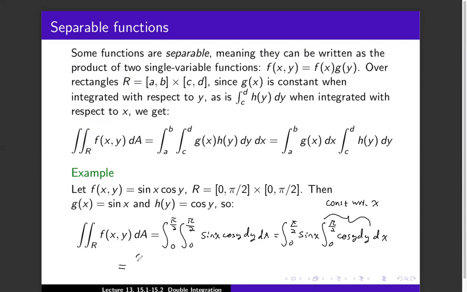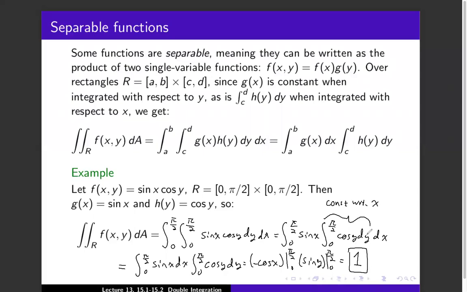So that can then become integral 0 to pi over 2 sine x dx, times integral 0 to pi over 2 cosine y dy. So ultimately what we end up getting is negative cosine x from 0 to pi over 2, times sine of y integrated from 0 to pi over 2, which comes out to, well, cosine of pi over 2 is 0, cosine of 0 is 1, so it's 0 minus negative 1, times sine of pi over 2, which is 1. So the answer is just 1. So that's one way that you can make our lives a little bit easier doing this kind of thing.